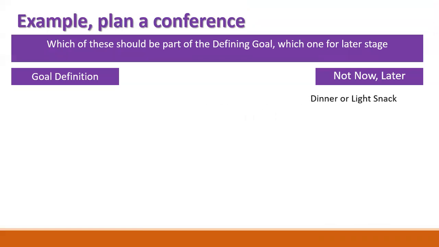I mentioned to you, if you're going to have a conference, you're going to have to feed people. Notice what we're saying here is we're going to worry about that later, right? When we're defining the problem and coming up with our first solutions, why would we not worry about the dinner or the snack at the start?